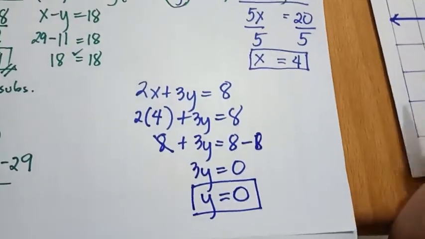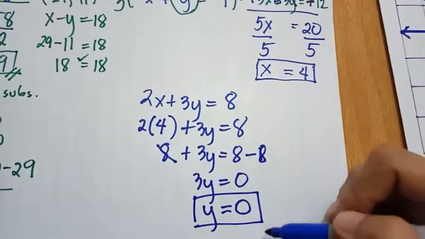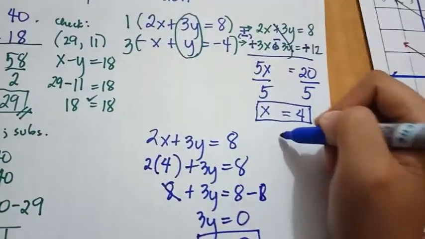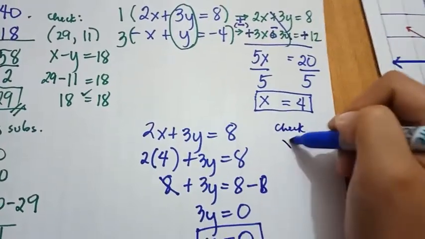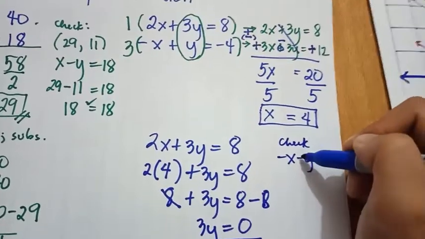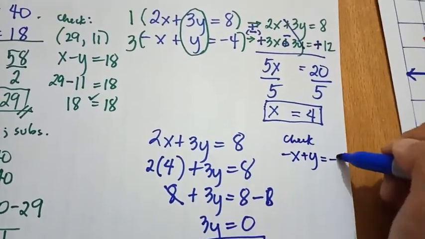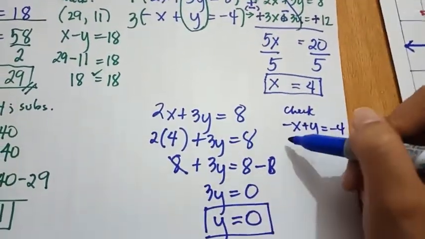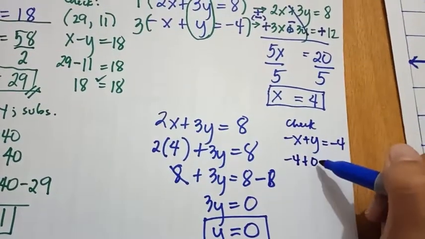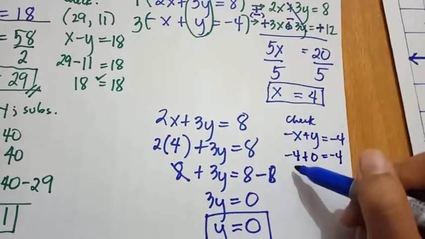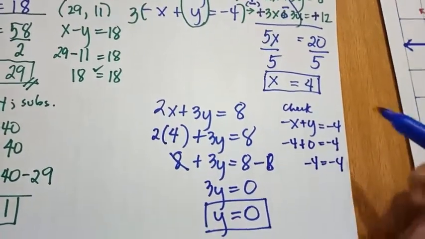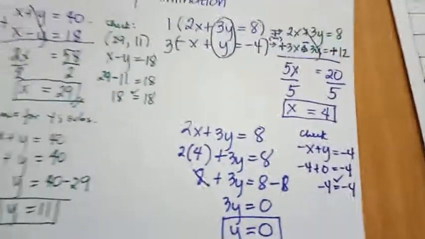Okay? So as you can see, we got the answer for y equals 0. To check, you may substitute to the other equation. Negative x plus y equals negative 4. Okay? So, negative x is negative 4 plus y equals 0, equals negative 4. And negative 4 plus 0 is negative 4 equals negative 4. So, your answer is correct.